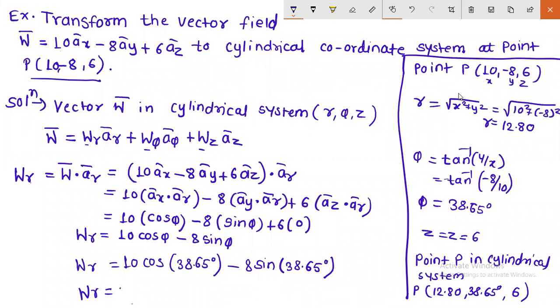This way, we will conclude this lecture and we will stop here. In the next lecture, you can find WR. Similarly, you can find W phi and WZ, and by finding these, you can write the vector W bar in the cylindrical coordinate system. So for today, we'll stop here.